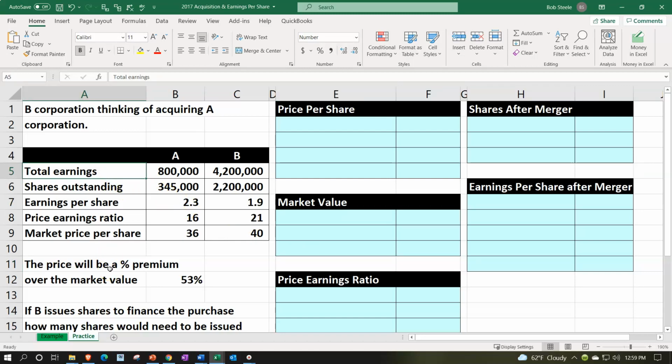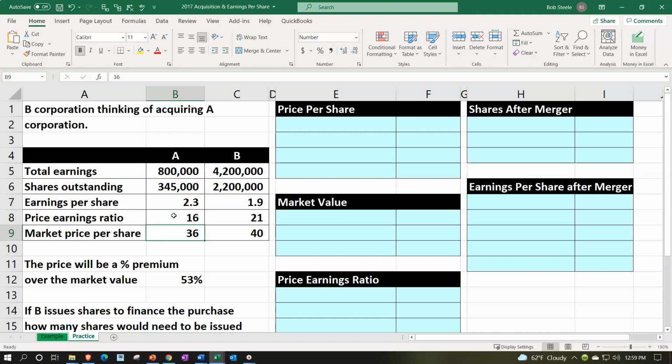We've got the total earnings for A and B, the shares outstanding, the earnings per share, the price-earnings ratio, and the market price. The earnings per share is calculated as the earnings divided by the number of shares outstanding, and the price-earnings ratio is calculated as the market price over the earnings per share.